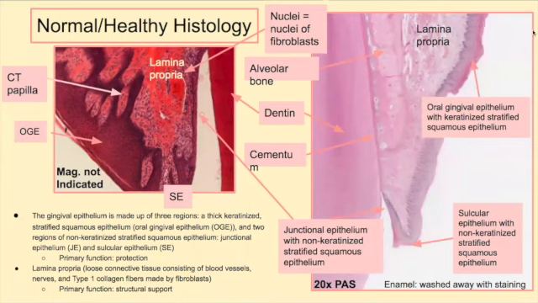For the normal or healthy histology, the gingival epithelium is made up of three regions, the first one being a thick keratinized stratified squamous epithelium called the oral gingival epithelium. And then there are two regions of non-keratinized stratified squamous epithelium, and these are the junctional epithelium and the sulcular epithelium. Tight junctions between epithelial cells confer the function of preventing paracellular transport of substances such as bacteria. The keratinized cells of the oral gingival epithelium serve the function of providing protection against mechanical abrasion.